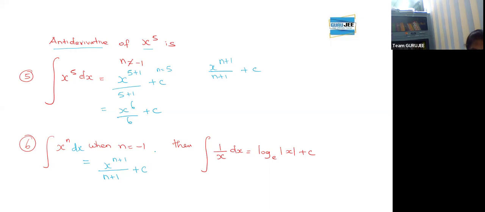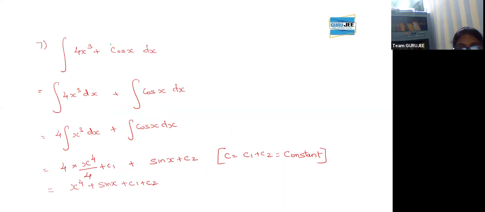Suppose n is equal to minus 1, and the question is integrate x to the power minus 1 dx. Take the reciprocal, 1 by x dx. This is one of the formulas: integral of 1 by x dx ends up as log to the base e mod x plus c. Formula number 10. Simple. This type of questions you will want.